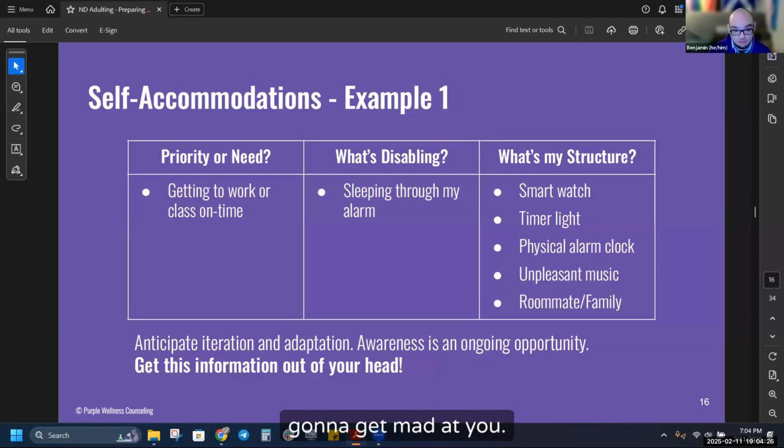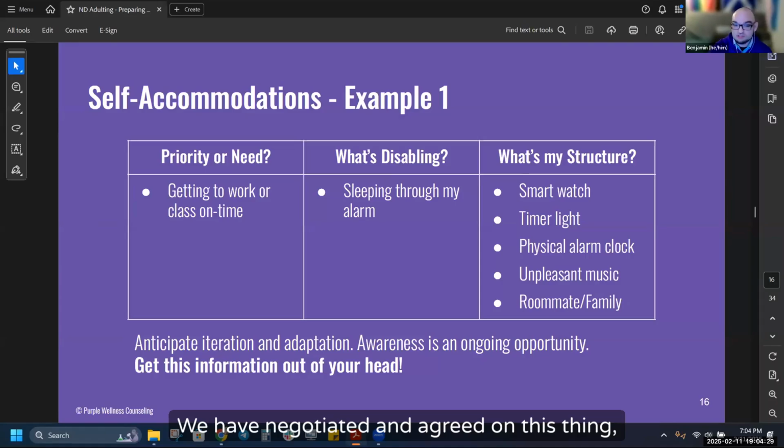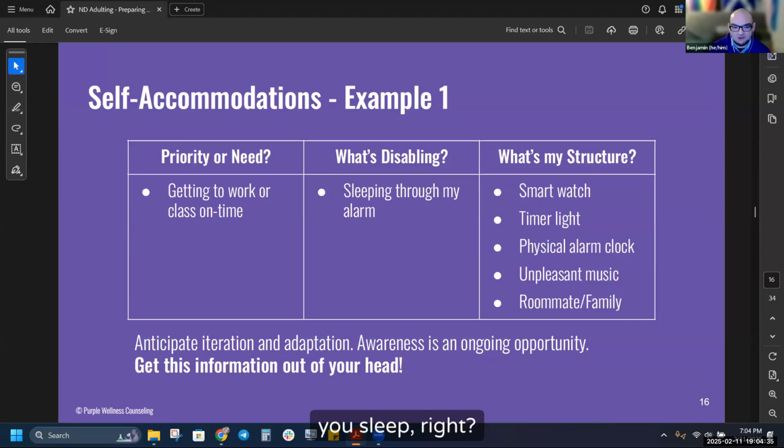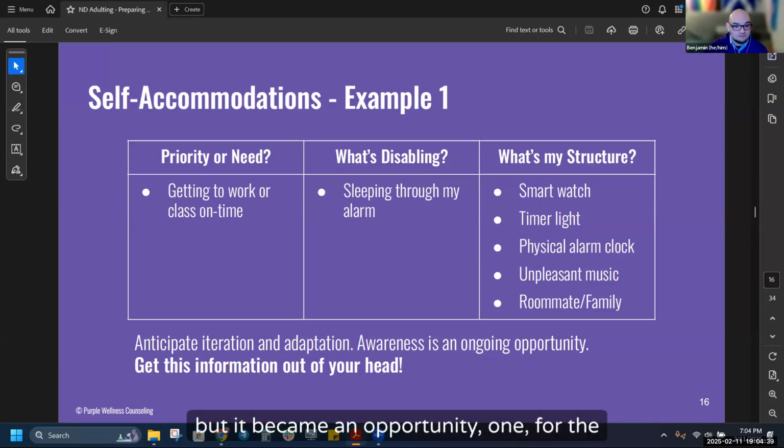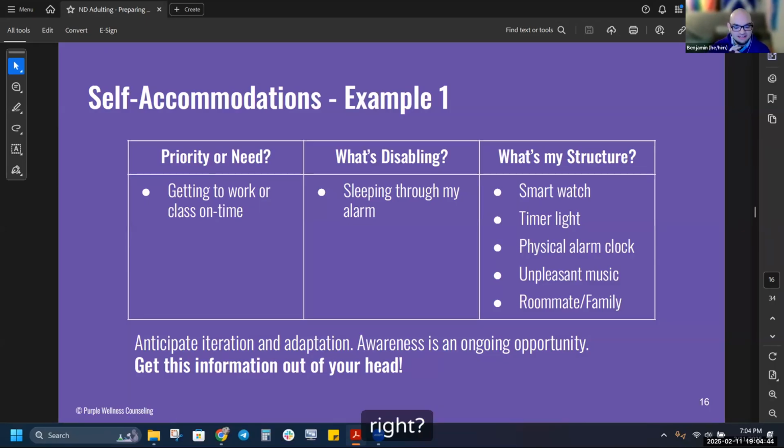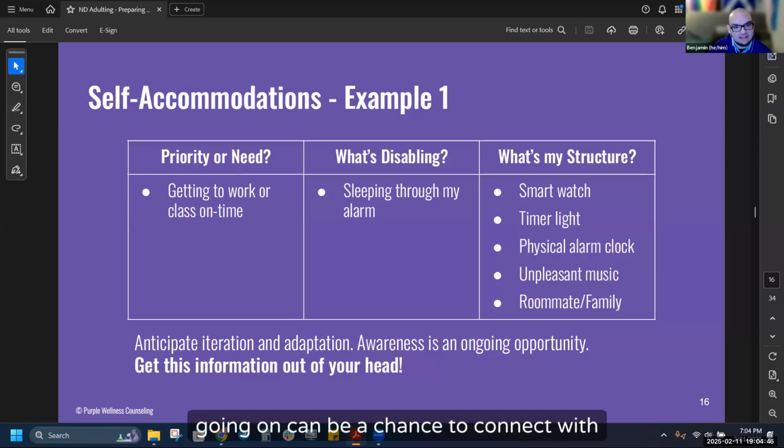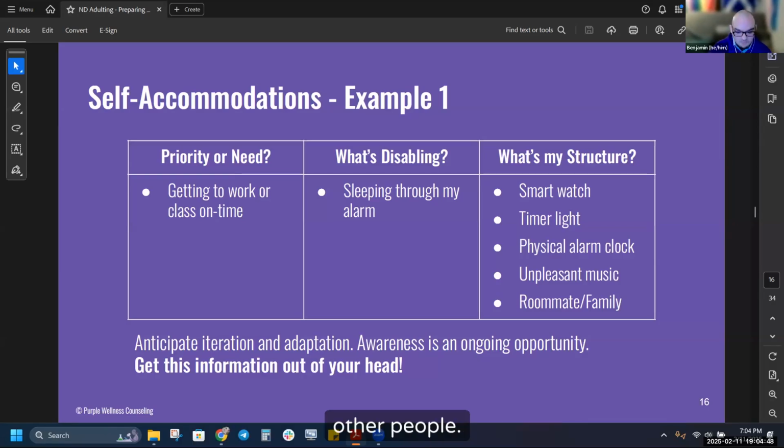So I'm not going to get mad at you. We have negotiated and agreed on this thing, which is important when the person that you are shaking their bed, they know where you sleep, right? So negotiation is important here. But it became an opportunity, one, for the two of them to get to class on time, but also for a chance for the two of them to connect, right? So a little bit of vulnerability about what's going on can be a chance to connect with other people.